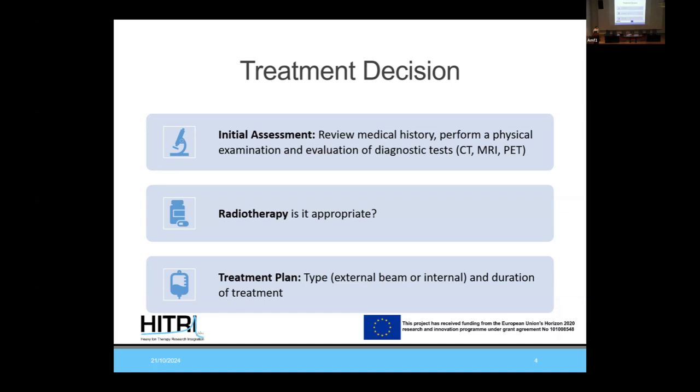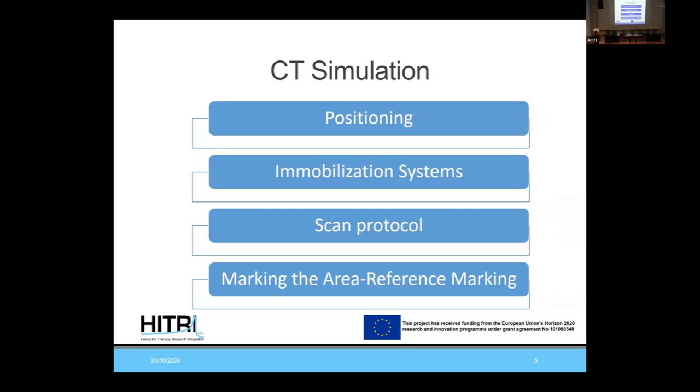Here is the decision if this is going to be external beam or internal. External beam is done with a linear accelerator, internal with brachytherapy. Before we go to the treatment planning system and see how to create the plans, we have to make some decisions for the CT simulation: the positioning, the immobilization systems, the scan protocol, and marking the reference area. Maybe it can be a tattoo, maybe you can mark with a pen, anything you can do.